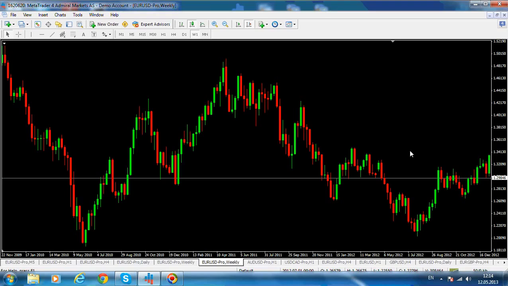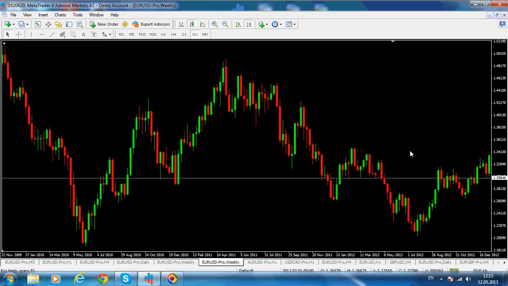First of all, the most important thing to know about the hammer is that it is a reversal pattern, but it appears only after a market is falling. So you are looking to identify a possible bottom with a hammer, not the top. That's extremely important.